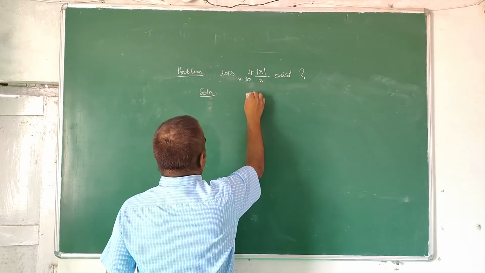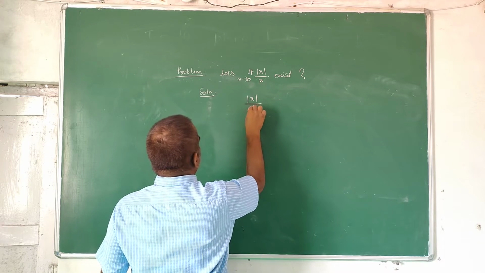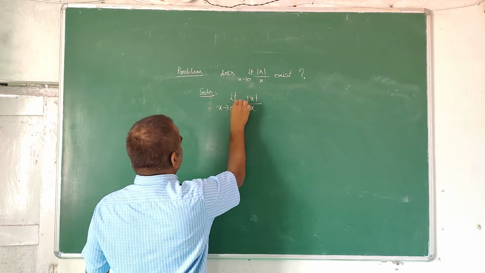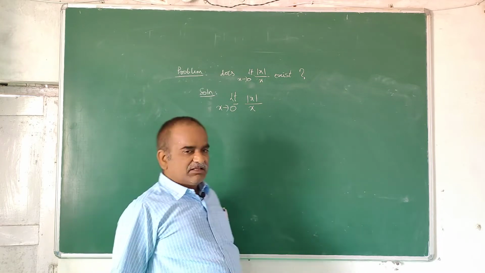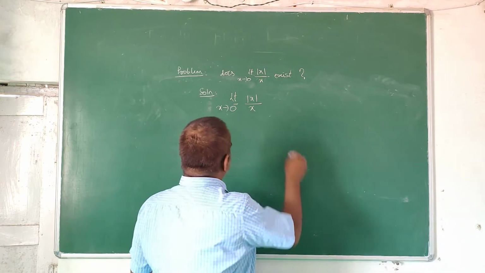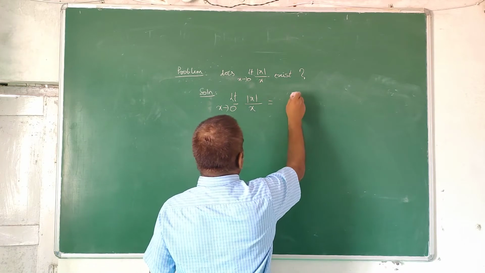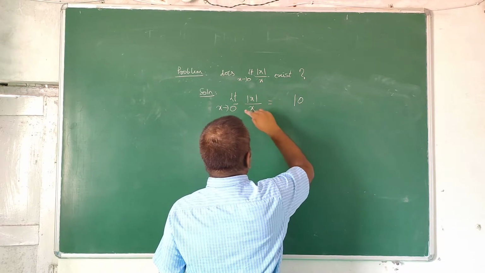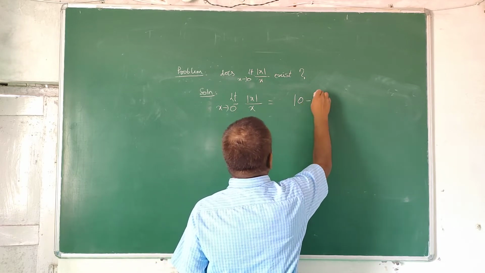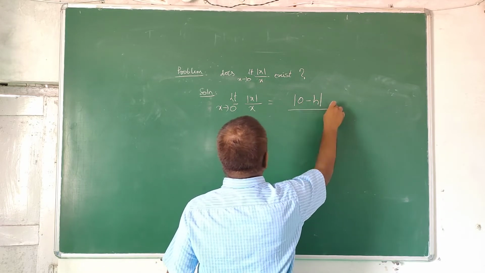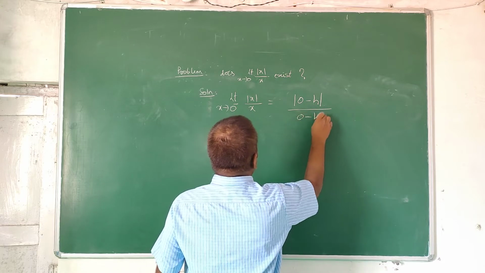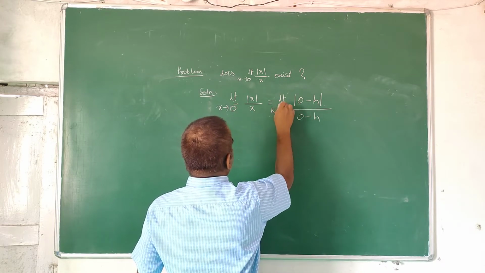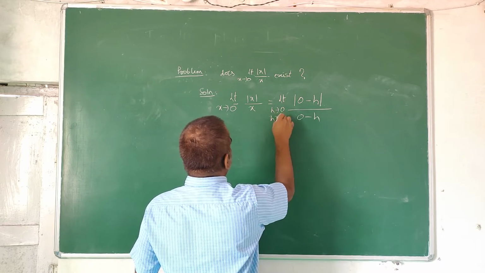First you have to go for the left hand limit. The limit of mod x by x as x tends to 0 minus, the left hand limit I am finding. So this is equal to, now you have to change the variable from x to h. When x tends to 0 minus, x has to be replaced with 0 minus h everywhere, as limit h tends to 0, where h is greater than 0.